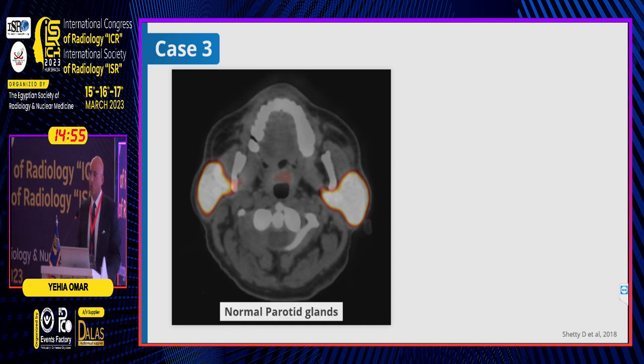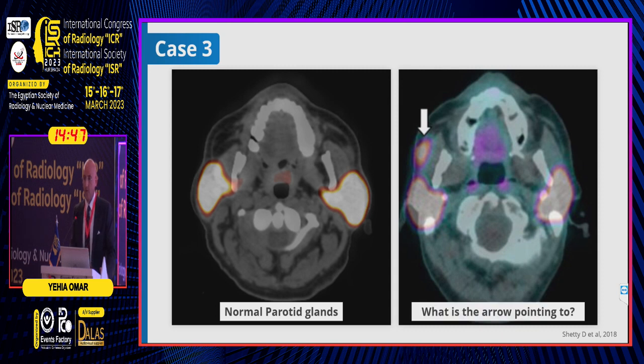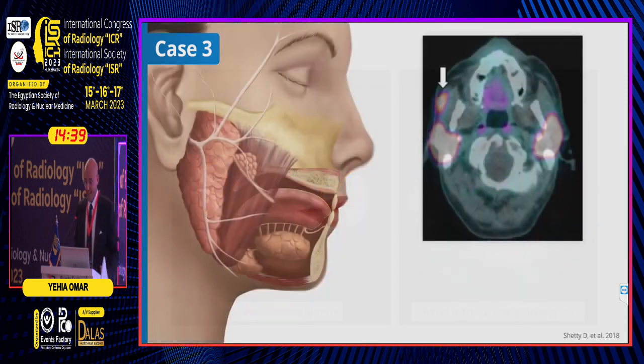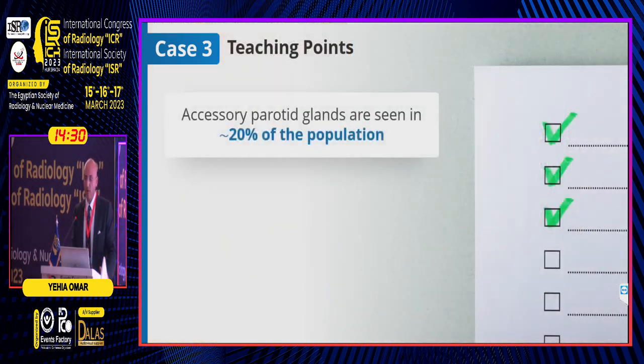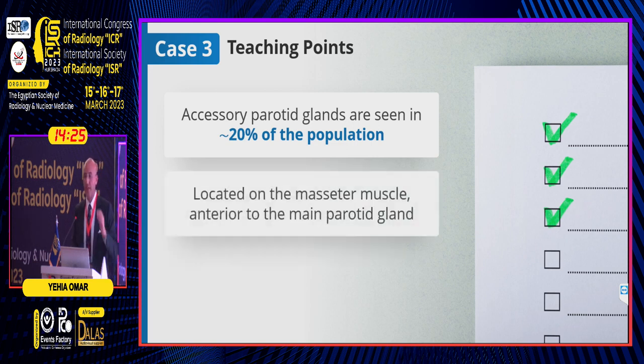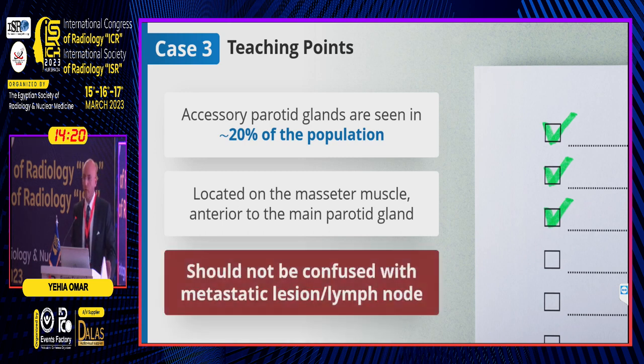Exactly. This is normal parotid glands. This is completely normal in PSMA uptake. Now my question is, what is that? Exactly, this is accessory parotid gland. And it's important to know that accessory parotid glands can be seen in up to 20% of the population. They are seen anterior to the main parotid gland, and it's important not to confuse that with metastatic lymph node or metastatic lesion.